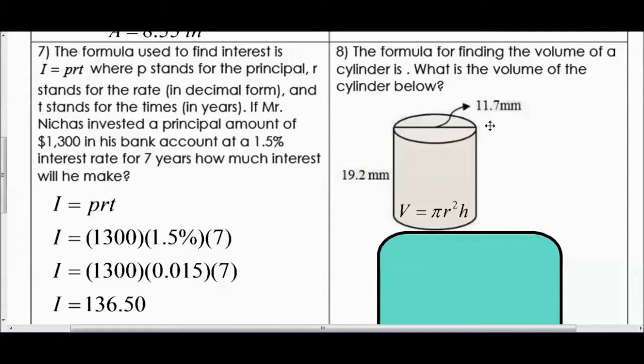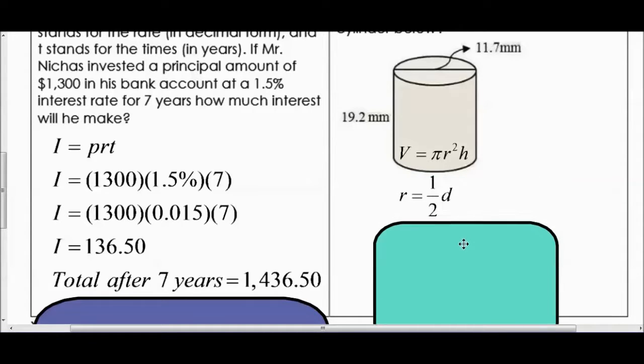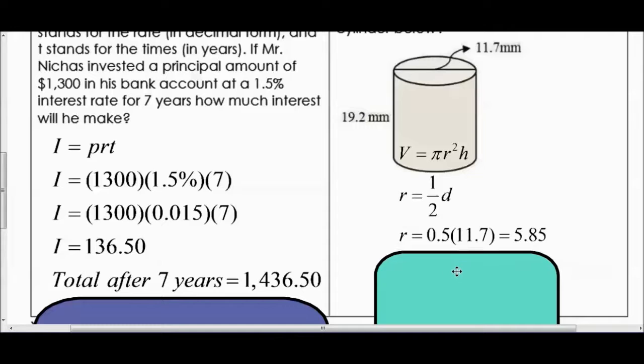Now that's not exactly what we want to use. So we can see in the formula, we really need the radius, but this whole way across is known as the diameter. We want halfway across. We don't want to use the full thing. We're going to divide that by 2 or multiply by 1/2. Those are the same thing. The radius is 1/2 of the diameter. So that tells us that the radius is 5.85.